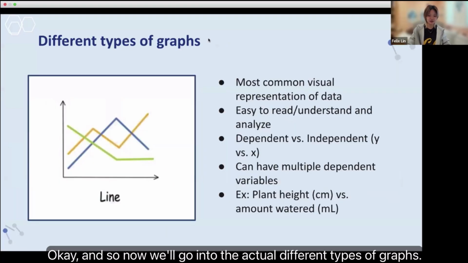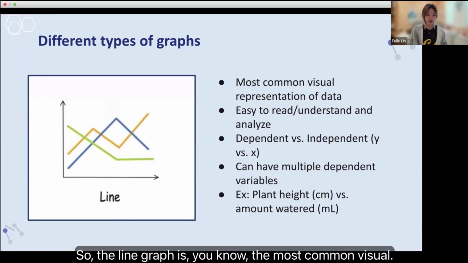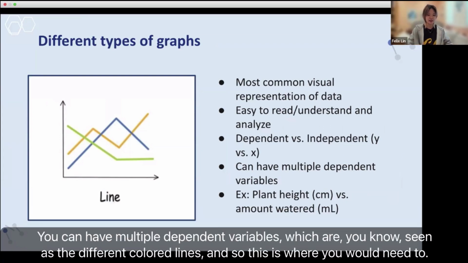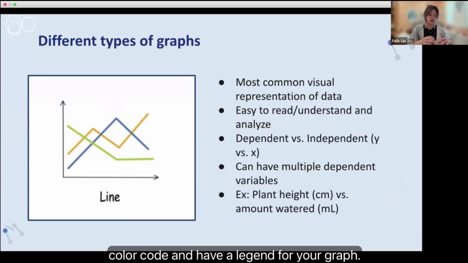Okay, and so now we'll go into the actual different types of graphs. So the line graph is the most common visual. It is easy to read and understand, also really easy to analyze. And you have a very direct dependent variable versus independent variable. You have a y versus x. You can have multiple dependent variables, which are seen as the different colored lines. And so this is where you would need to color code and have a legend for your graph.